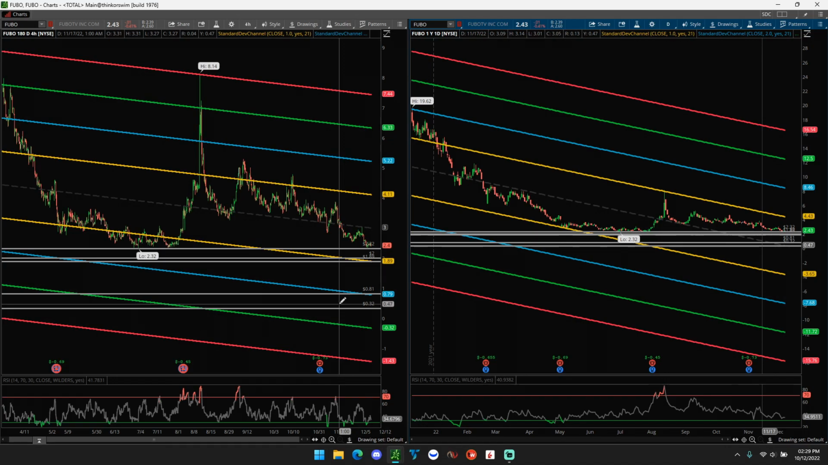Obviously, you can always use these psychological levels, so that's going to be $1.75, $1.50, $1.25, $1, and even 50 cents. So there'll always be key levels going off it, but really the highest probability trades are going to be the standard deviations provided.